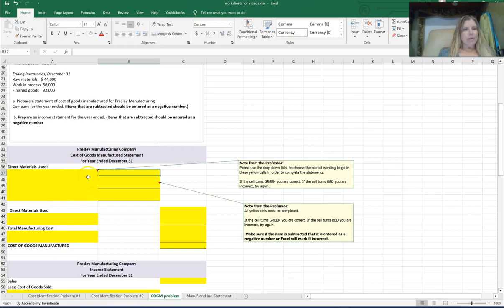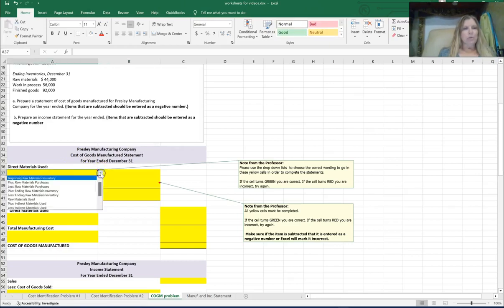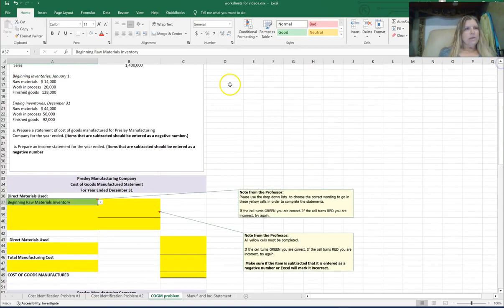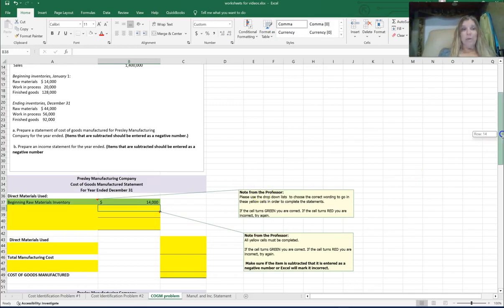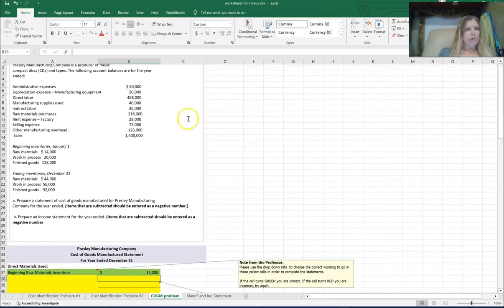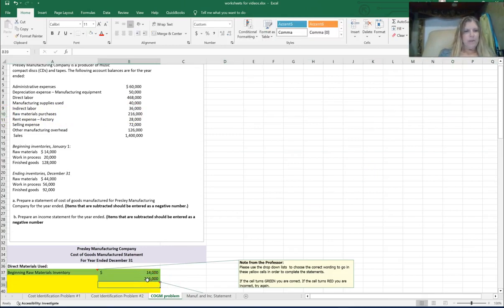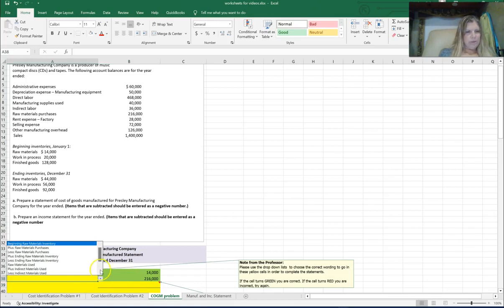So the first thing we have to figure out is direct materials, and you always want to start with what was your beginning inventory for your raw materials. Okay, we're figuring out direct materials. So beginning inventory for raw materials, and you scroll up here and see that raw materials beginning inventory was $14,000. Key that in. And then the next thing we have to do is figure out how much we purchased in materials during the period. And that should be up here as well. It's right here, and it is $216,000. So 216, and then you fill in raw materials purchased.